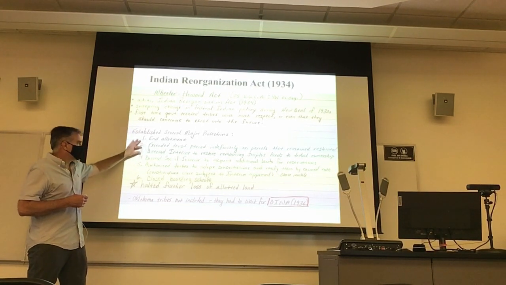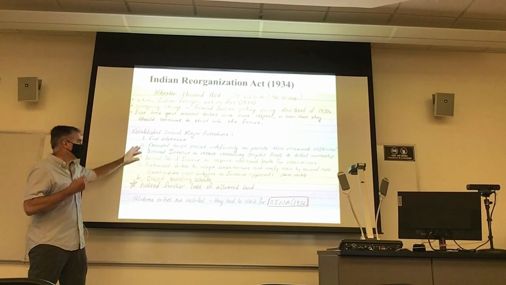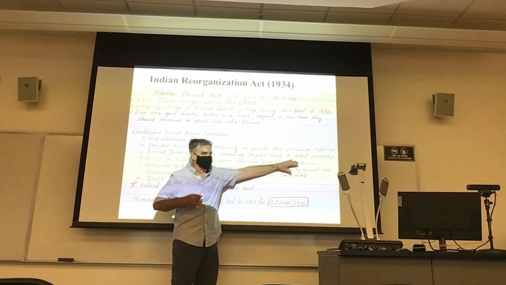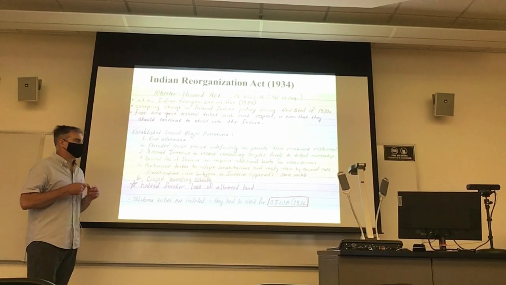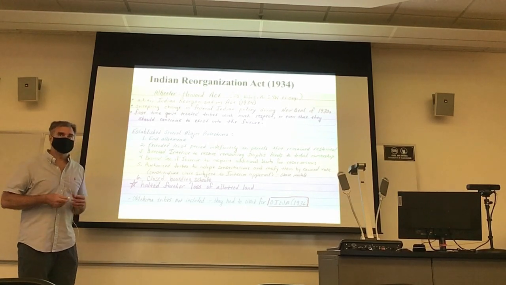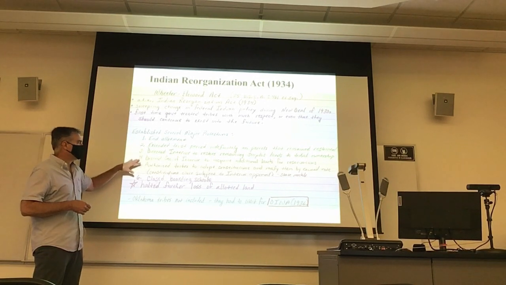But overall, Collier's plan was to stop this problem of allotment. There were still allotments being made. It also directed the Department of the Interior to restore remaining surplus lands to tribal ownership. That was good, so that the reservations that had not yet sold off their surplus lands or given away their surplus lands from allotment were sort of frozen so that they would not be removed.